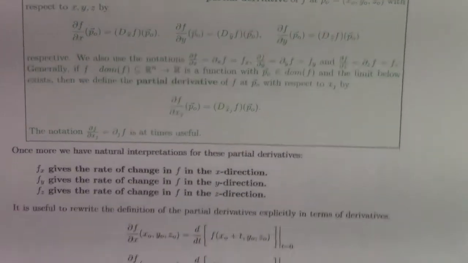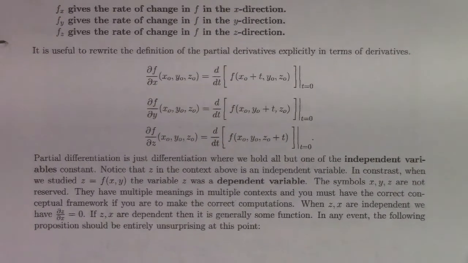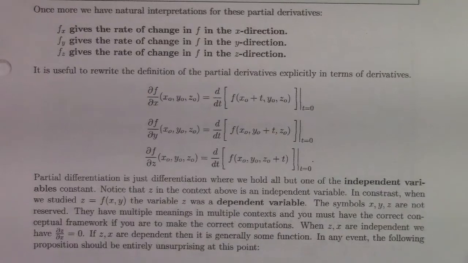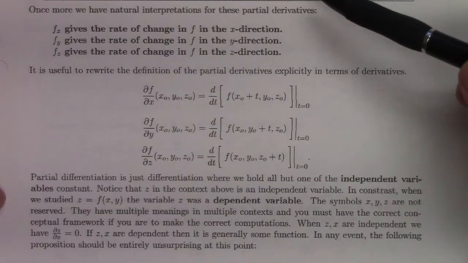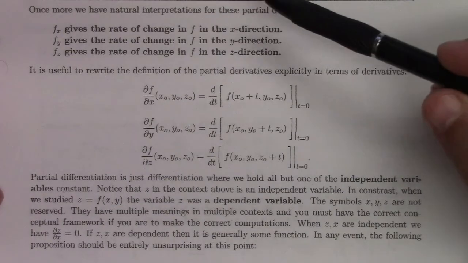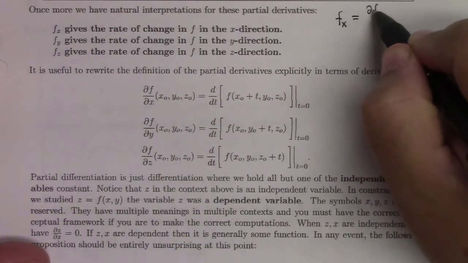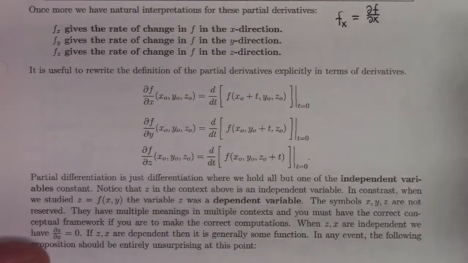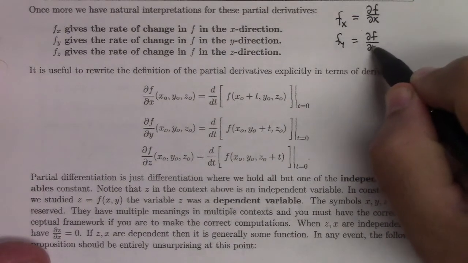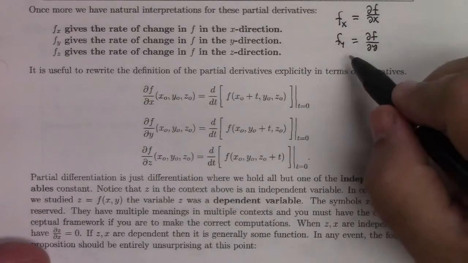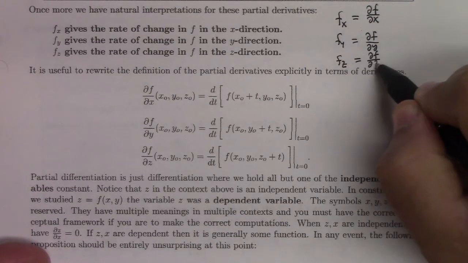Fair enough. So here's a more explicit definition and a little bit of intuition. All right, so natural interpretations for these partial derivatives. F sub x, remember, the same notation again, f sub x is partial f partial x. Likewise, f sub y is partial f partial y. F sub z, that's the new one, is partial f partial z.